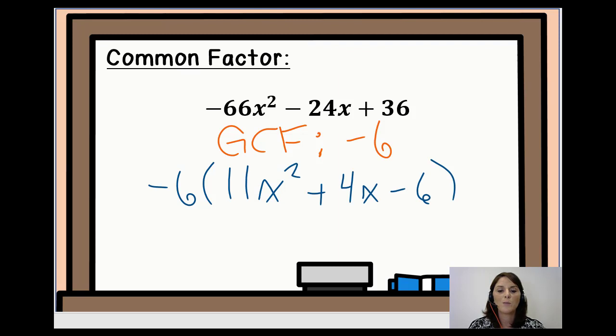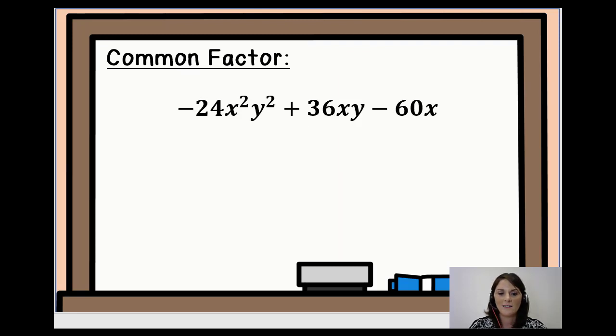Okay, so inside your brackets, you should have 11x squared plus 4x minus 6. We could have written our GCF as 6, and so that would mean there would be a 6 in front of our bracket, and all of the signs inside the brackets would have switched. Okay, let's look at another example.